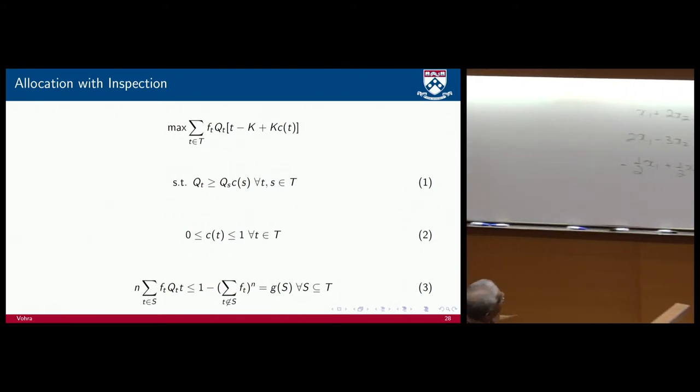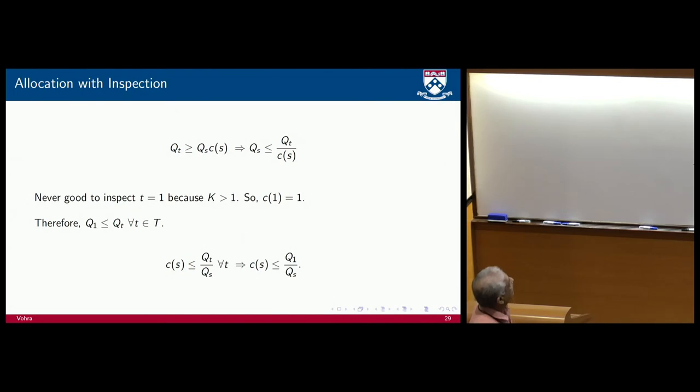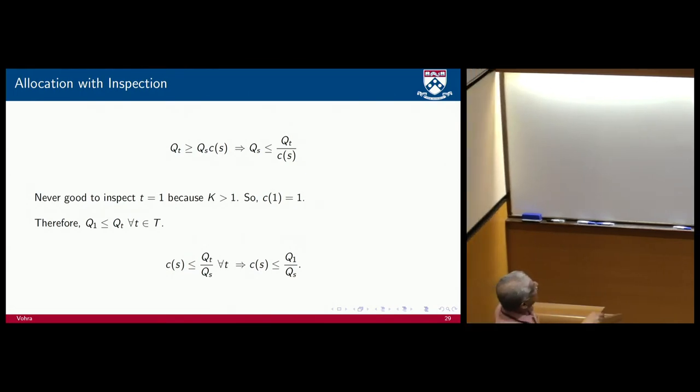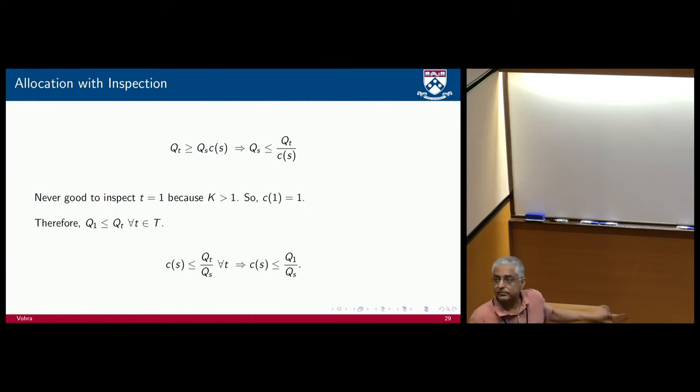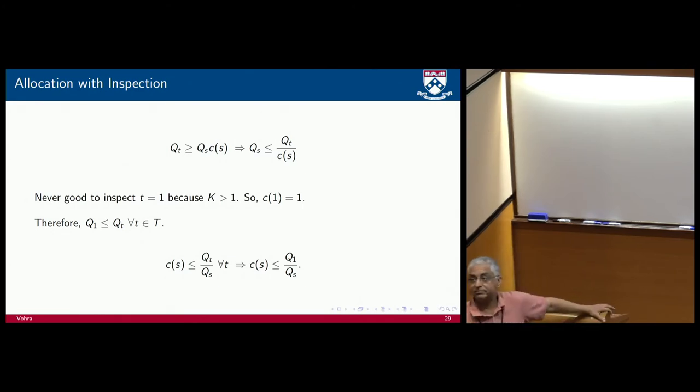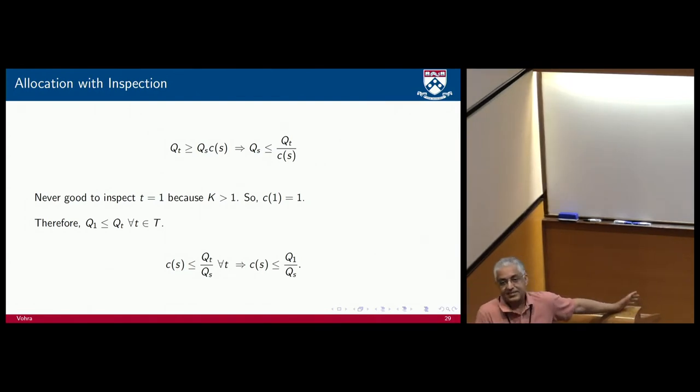Okay, not a problem. Let's look at the incentive constraints a little more carefully. Let me just rewrite them like this. First observation. I should never bother to inspect anyone who says that their value is 1. Why? Because I assume the cost of inspection was bigger than 1. It's just inefficient.